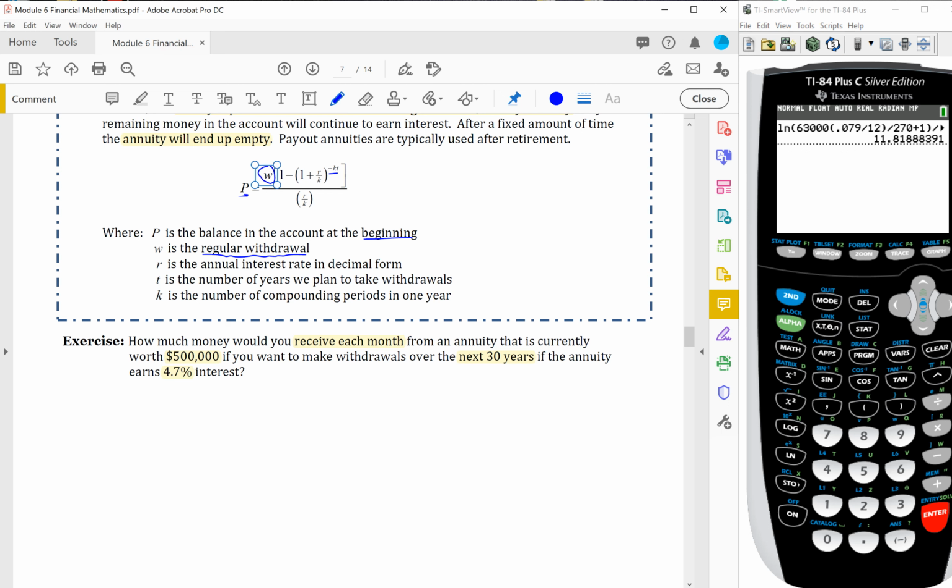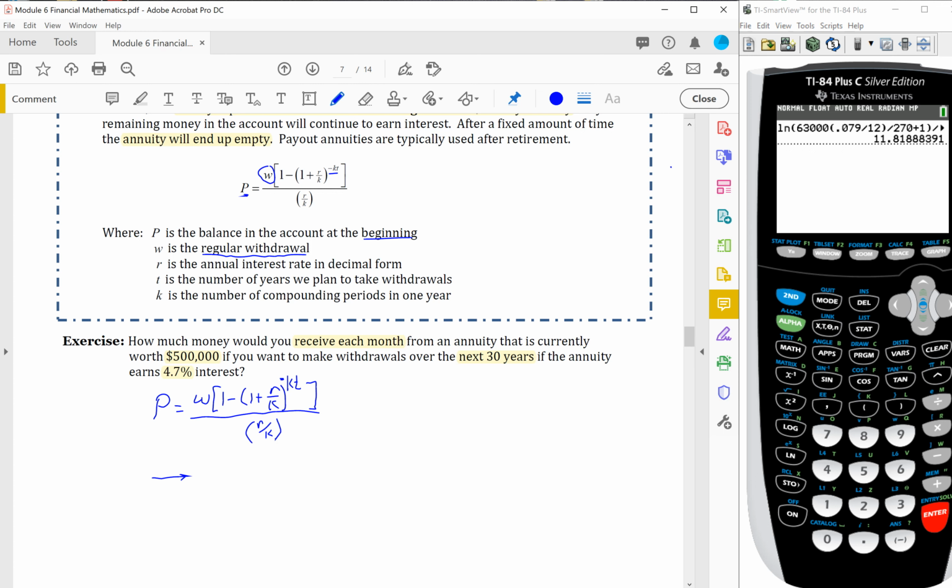So let's start with our annuity formula. P is going to be W times your expression 1 minus 1 plus R over K raised to the KT. Don't forget that negative. Bracket divided by R over K. Now we want to figure out what W is. And so rather than doing this in lots of steps, I'm going to do this in one step like I did in the last video.